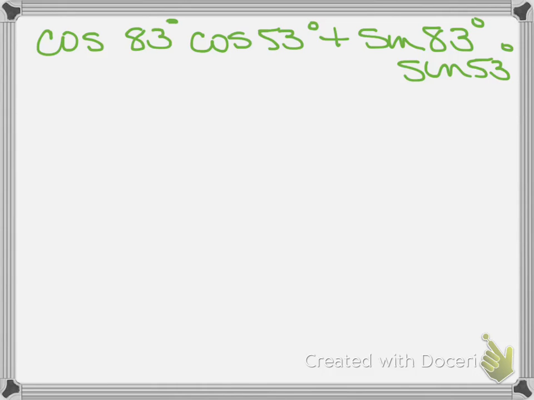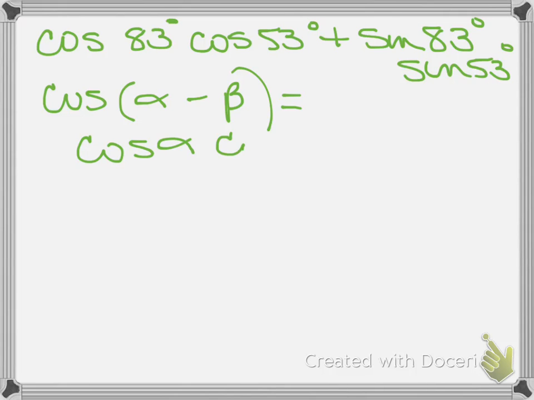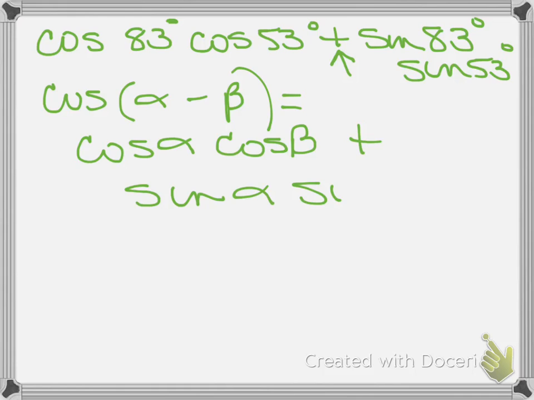So what I do is I look at my formula and I find a formula that has addition in it, and I look for one that has cosine, cosine, plus sine, sine. And when I look at my chart, I see that cosine of alpha minus beta matches up to that, because on my chart it says cosine of alpha, cosine of beta, plus, and that's what this one is, sine of alpha, sine of beta. Now the way this matches up, it means that 83 is alpha and 53 is beta.